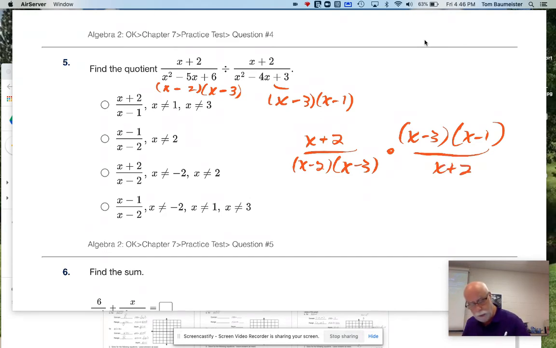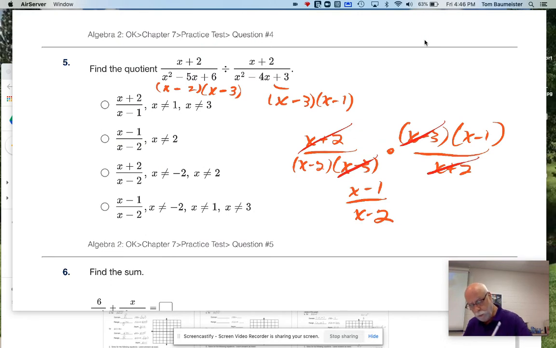All right, so again, let's see what cancels here. The x plus 2's cancel. The x minus 3's cancel. Now, what do we have left on this one? We do have on the top, x minus 1. On the bottom, we have x minus 2. So x minus 1 over x minus 2.